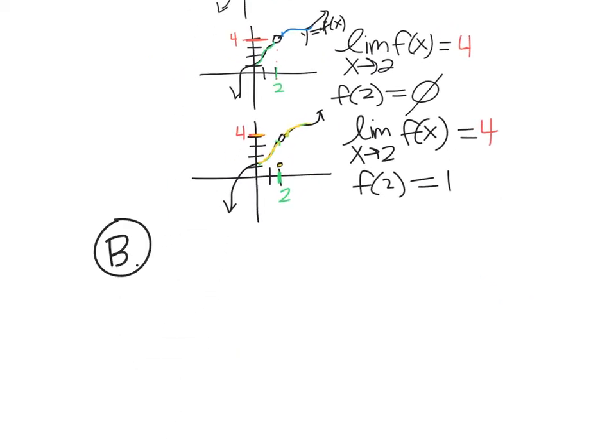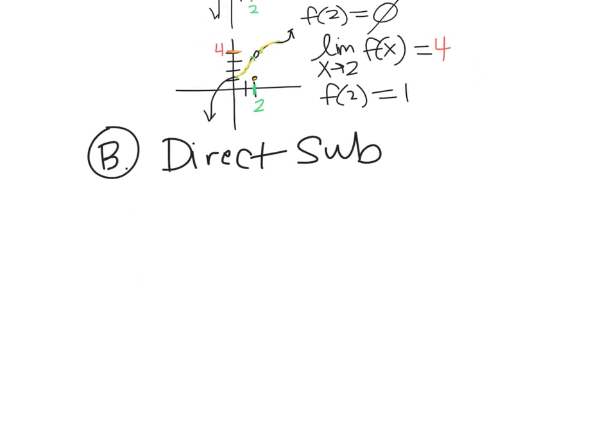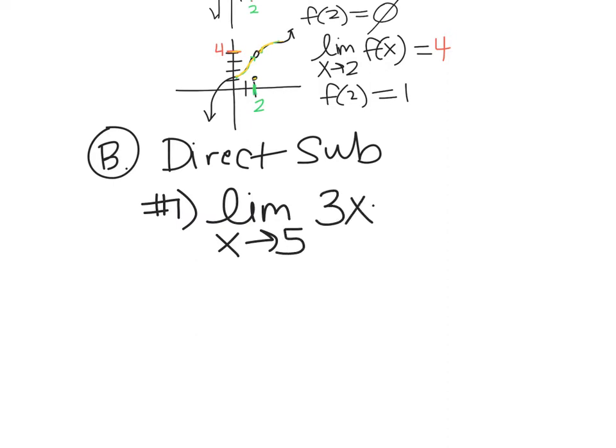All right, so let's do direct substitution. Direct substitution is pretty simple. Literally just plug the number in and it works. All right, so let's do a pretty easy one. Number 1, let's find the limit as x approaches 5 for 3x minus 2.